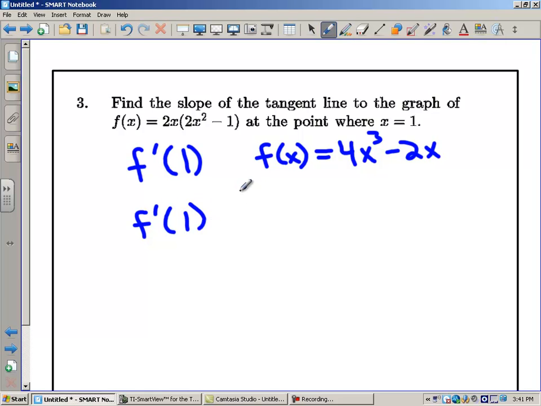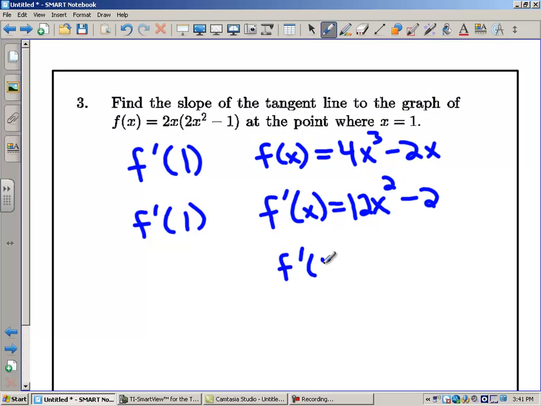Now we're going to have to find the derivative first. So we want to find f prime of x. And since we know the shortcut, this is pretty easy. That's 12x squared minus 2. So f prime at 1 is 12 minus 2, which is 10.